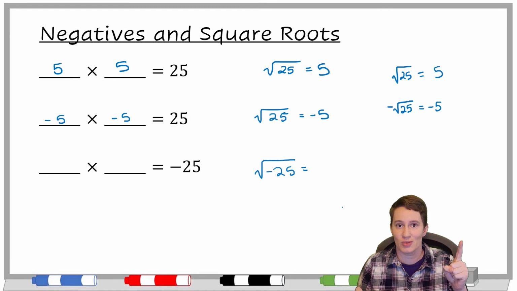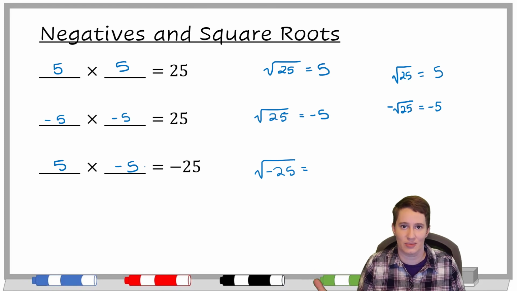I can answer what times what gives me negative 25 with a positive 5 and a negative 5. But that's not the same number twice. If one of them's positive and one of them's negative, then I haven't found something squared. Okay, I can't write that as something squared. So for now, and for a little bit into our future, when we see square root of a negative number where the negative's under the square root, we're gonna say something to the effect of not possible.